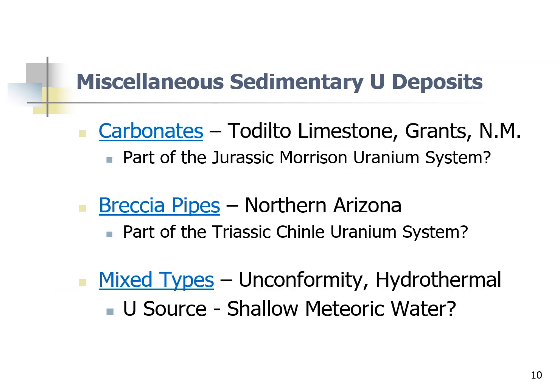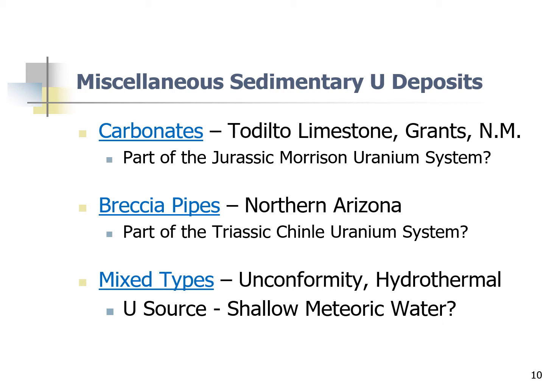There are also miscellaneous sedimentary deposits. There are carbonates. Delta limestone in Grants, New Mexico is one example. And this, in my mind, is part of what I would call the Jurassic-Morrison uranium system. The source of uranium may be coming out of the Morrison into the Delta limestone.